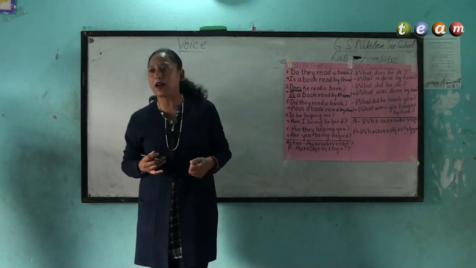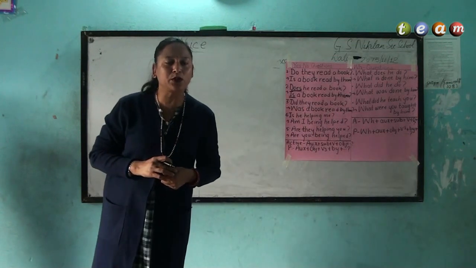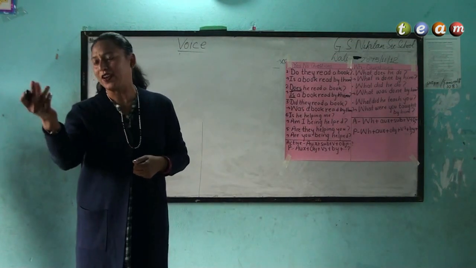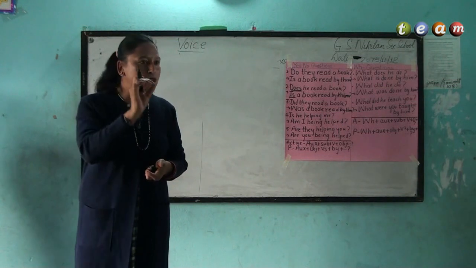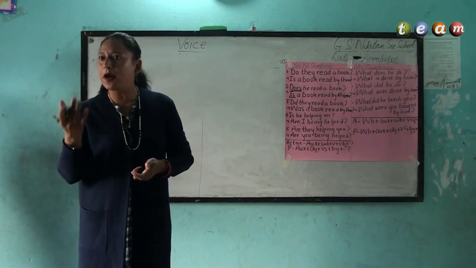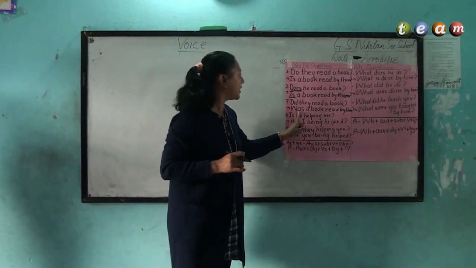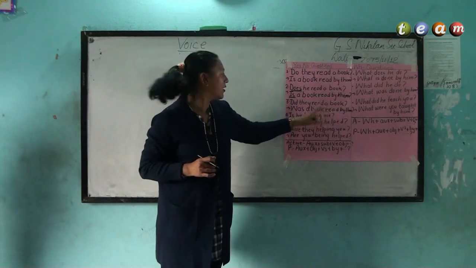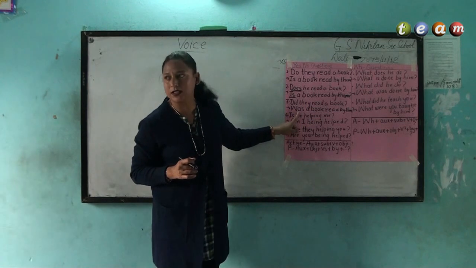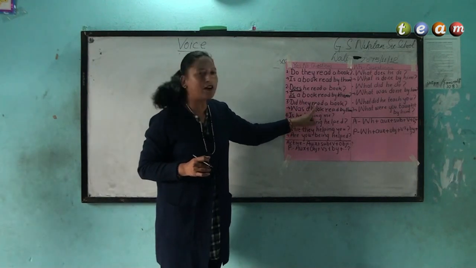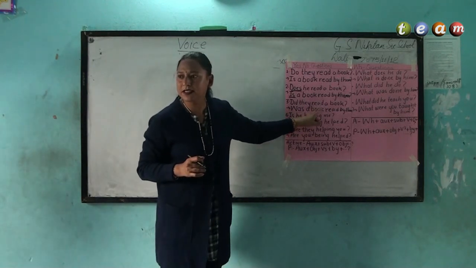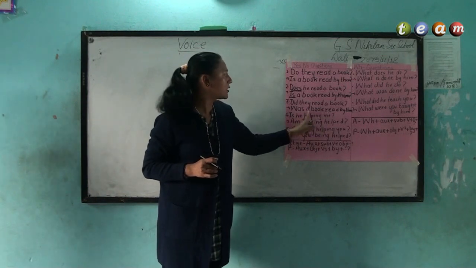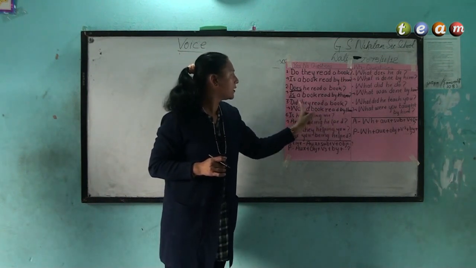So when it is simple past, which auxiliary verb do we have to use? Was and were. Was and were are the suitable auxiliary verbs in past tense. That's why we write down here: a book is singular or plural? Singular. That's why we have used was here. A book. The third form of the main verb is read. Was a book read by them?